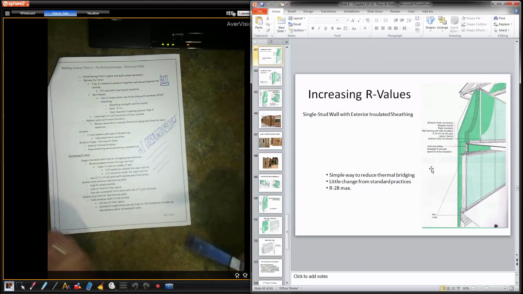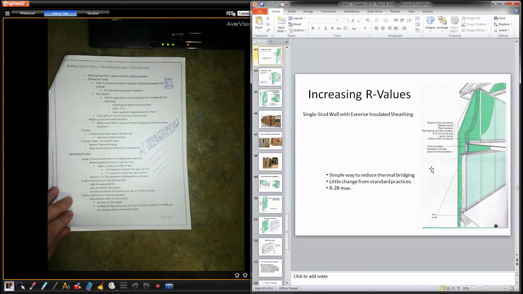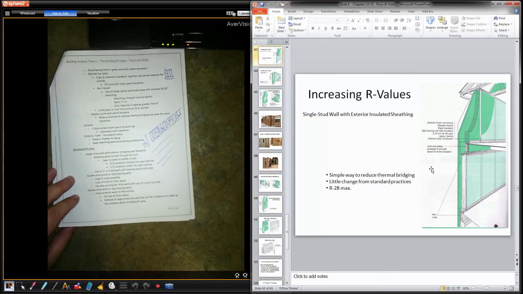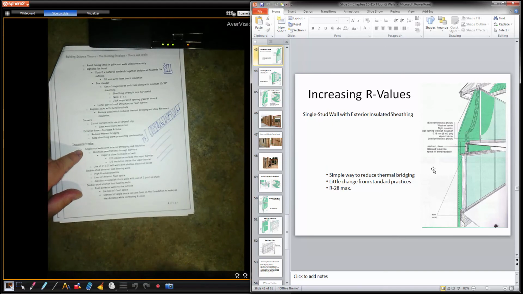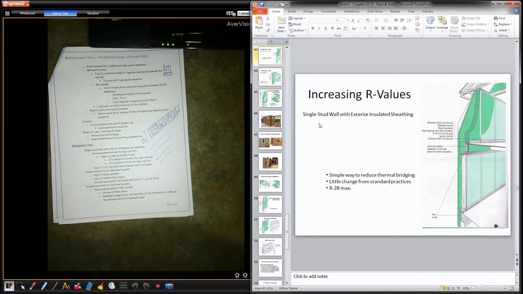So moving away from that, so increasing our value. So a few different ways here. Single stud wall with an interior strapping. This one here is just putting continuous. So single stud wall with exterior insulated sheeting. So that's your simplest format, which we've been talking about for weeks now in building science. So single studded wall with exterior insulated sheeting.